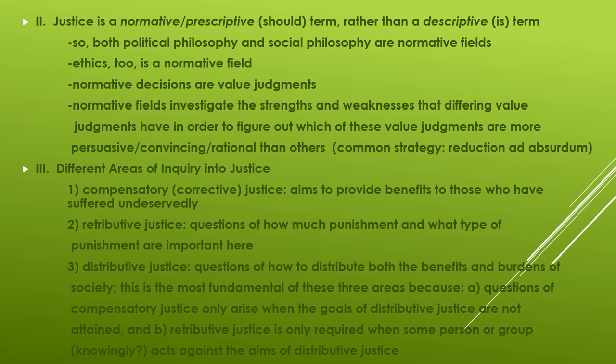So, as I put it here, questions of compensatory justice only arise when the goals of distributive justice are not obtained. And with respect to retributive justice, that's only required when somebody or group has, probably knowingly, acted against the notion of a fair distribution of benefits and burdens in society. Okay.